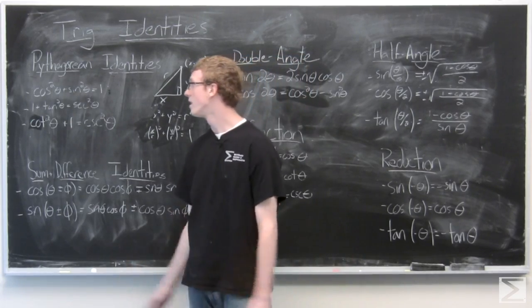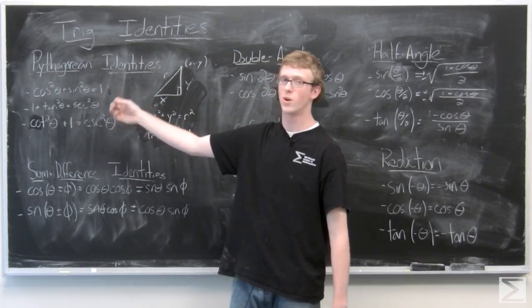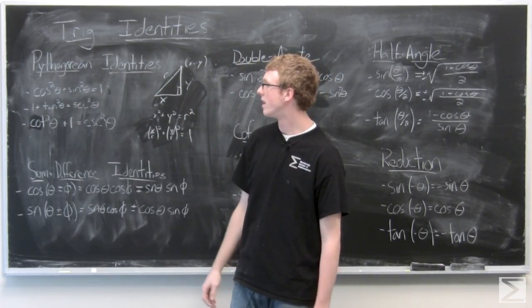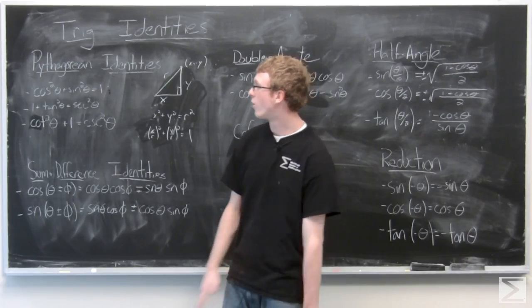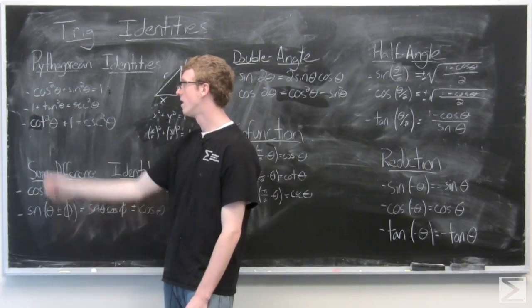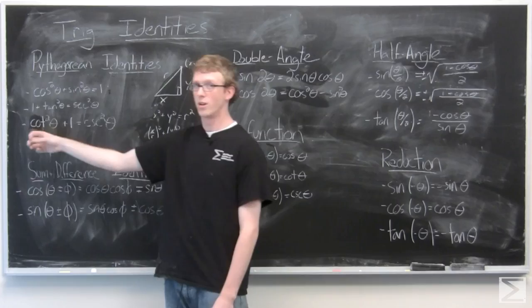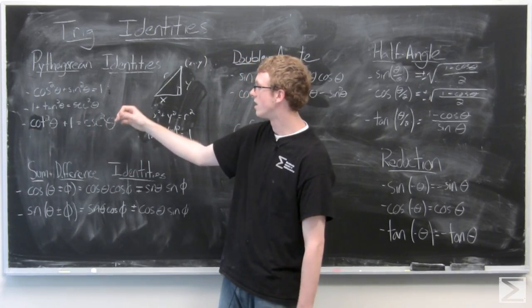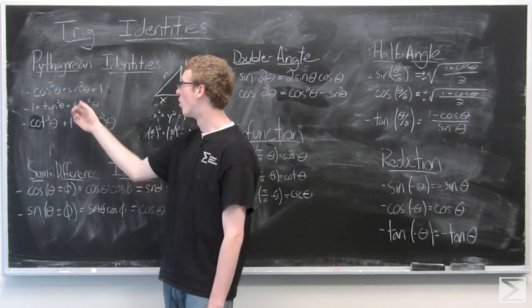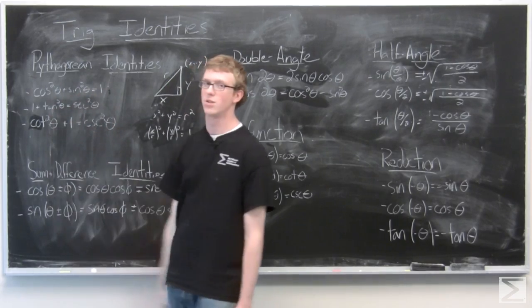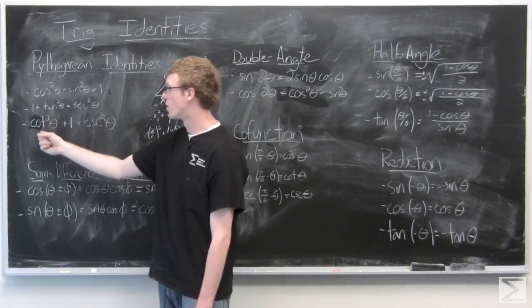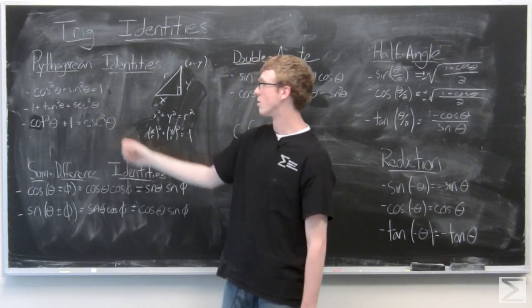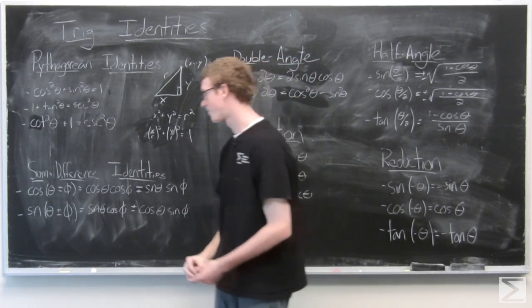If you take cosine squared theta plus sine squared theta equals 1 and divide the whole thing by cosine squared theta, it gives you the second identity, 1 plus tangent squared theta equals secant squared theta. Or you could divide by sine squared theta, and you get cotangent squared theta plus 1 equals cosecant squared theta.